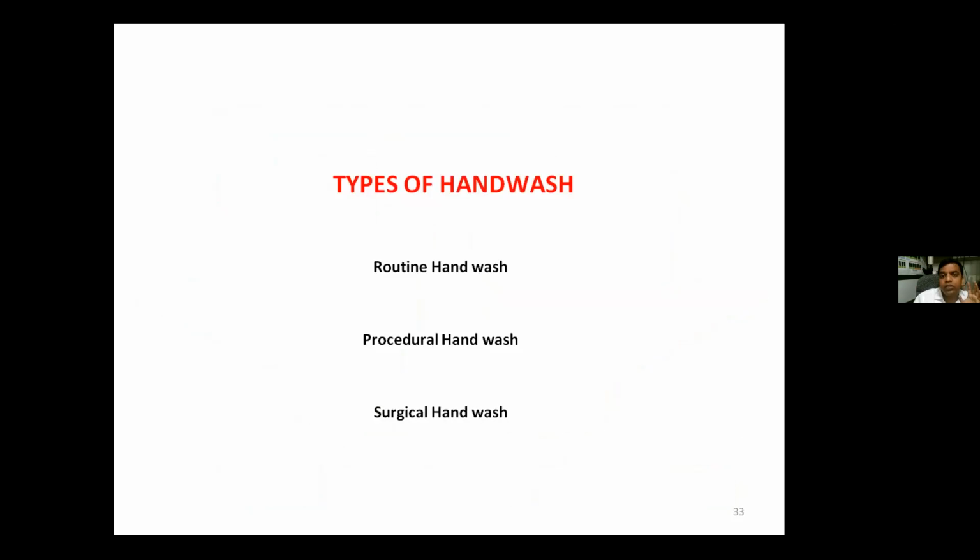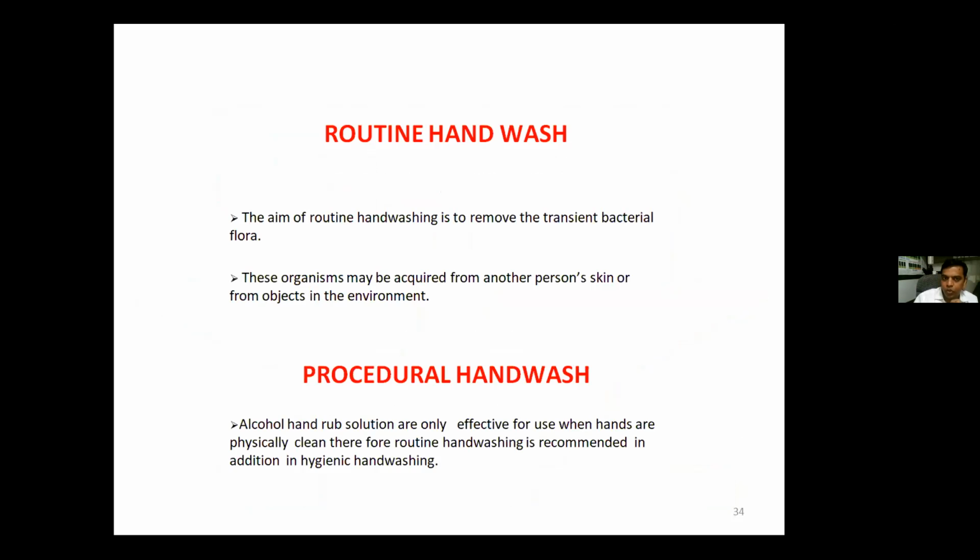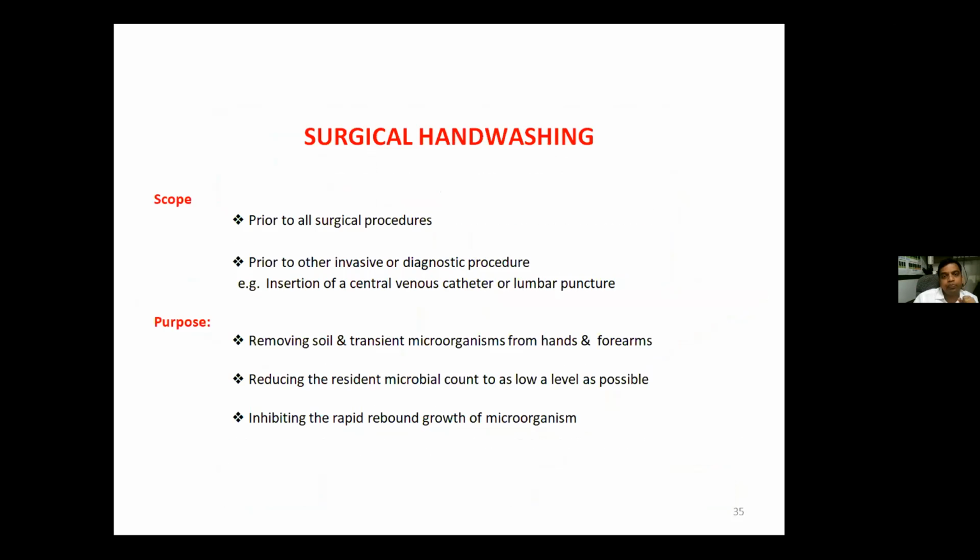Let us first understand the types of hand hygiene. One is routine, second is procedural, and third is surgical. For routine hand wash, soap and water should be used. For the procedural hand wash, such as tubings and catheter insertion, hand rub should be used. Surgical hand wash should be done prior to all surgical procedures like invasive or diagnostic procedures.